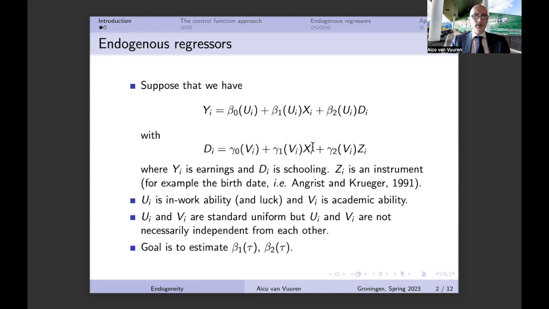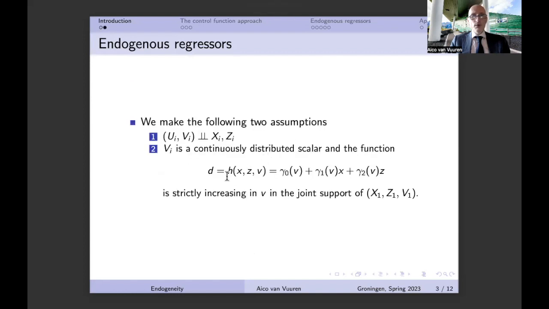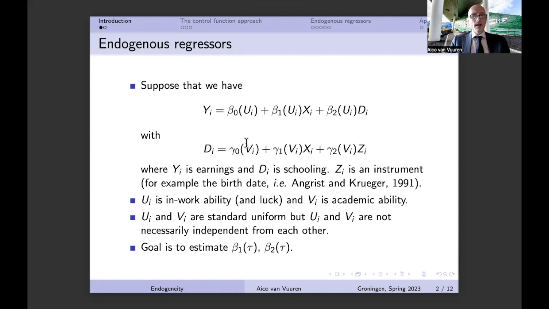And that means, because of the assumption that this function here, this h(x, z, v), the right-hand side, is increasing in terms of V, that a higher level of D means a higher level of V. So the ranking with respect to D among the individuals that are exactly identical, that have exactly the same level of X and Z, should be exactly the same as the ranking with respect to V. Now you should realize that V in this case is uniformly distributed, and that means that the ranking of D should be exactly the same as V itself.